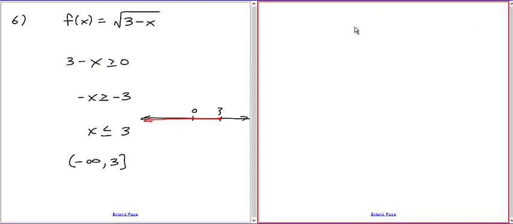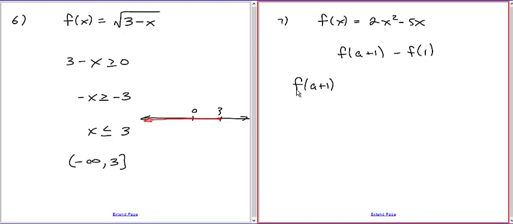Okay, the next one, we're evaluating the functions again. So we got f of x is equal to 2x squared minus 5x, and it says find f of a plus 1 minus f of 1. So we can do each one of those separately. F of a plus 1 is going to be 2 times something squared minus 5 times something, and that something is what's in the parentheses.